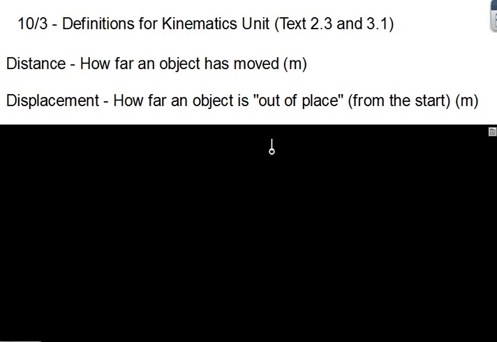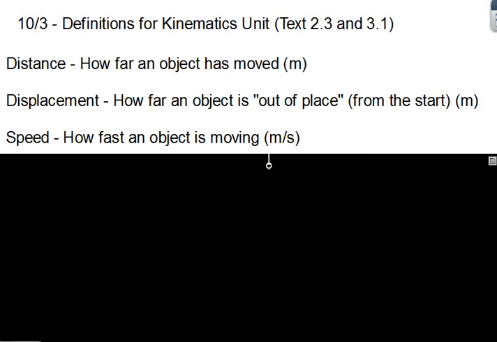But your displacement is 0 because you have not moved at all from the start. So distance and displacement may be the same thing. For example, when you walk just one way down the hall, your distance and displacement were 30 meters. But if you made that a round trip and walked back, your distance is 60 meters, your displacement is 0.